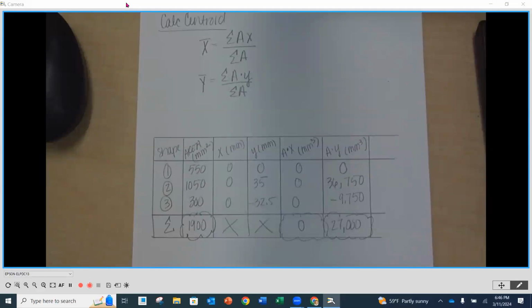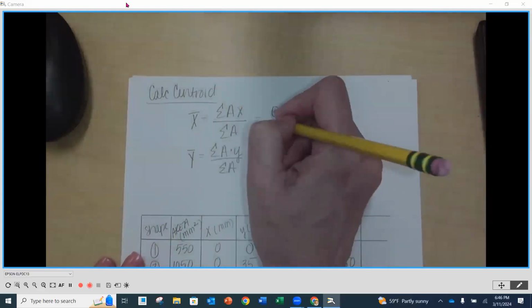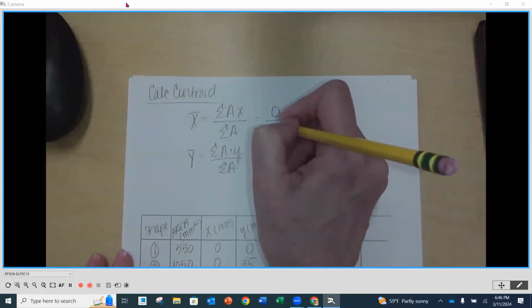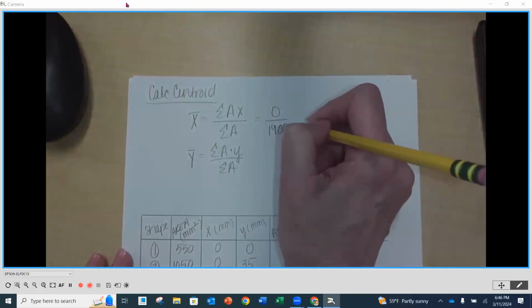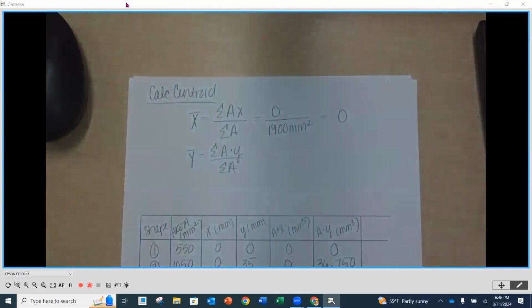Now we're going to put the values up on top, okay? So we're going to take our summation of the A times the X's. This is a 0 divided by 1900 millimeters squared. Doesn't matter because X bar is going to be 0, right? And that makes sense because all of the X centroidal dimensions all fell on that Y axis.